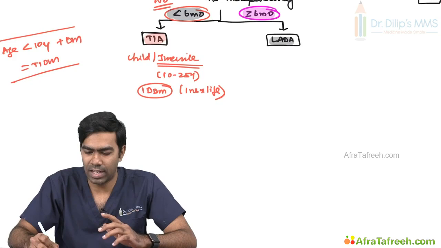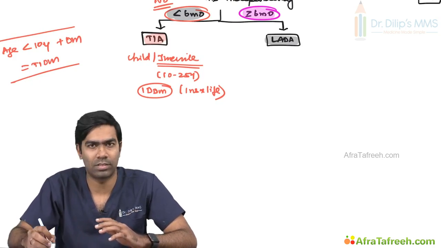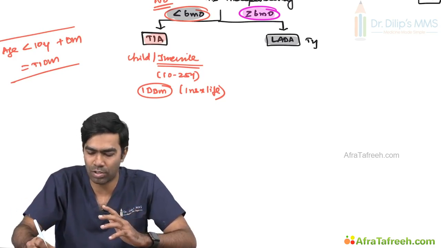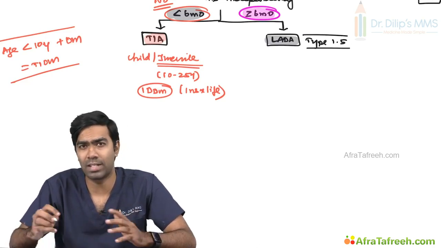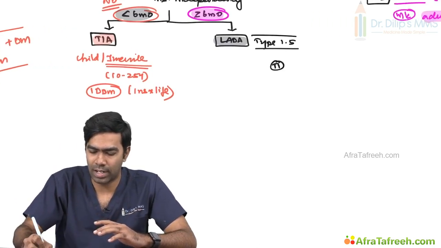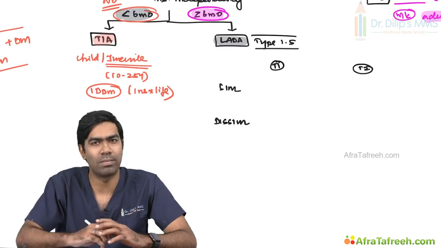And LADA is a very tricky diagnosis, that is latent autoimmune diabetes in adults, because it is something, a combination of type 1 and type 2. That's why it's also referred to as a type 1.5 diabetes. And there are a lot of similarities and dissimilarities with type 1 and type 2. So let us write type 1 diabetes and type 2 diabetes here, and let me write the similarities and dissimilarities here. What is the similarity with type 1?